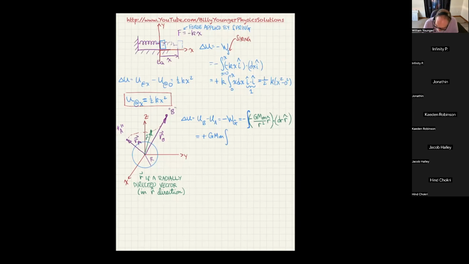And now I'm going to integrate dr over r squared r hat dot r hat, which again gives us just one. I love that r hat dot r hat with the little curly bracket under it. To me, it looks like a drunk owl. I don't know why, but that's what I do.